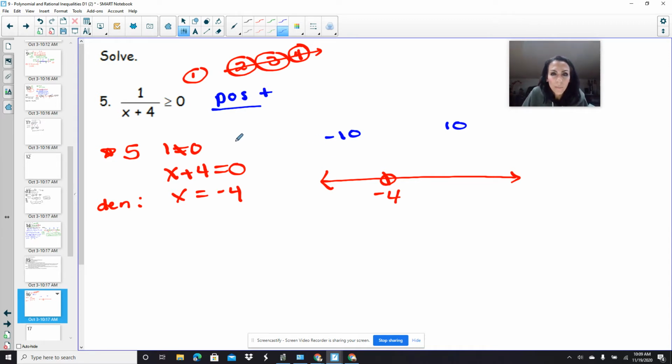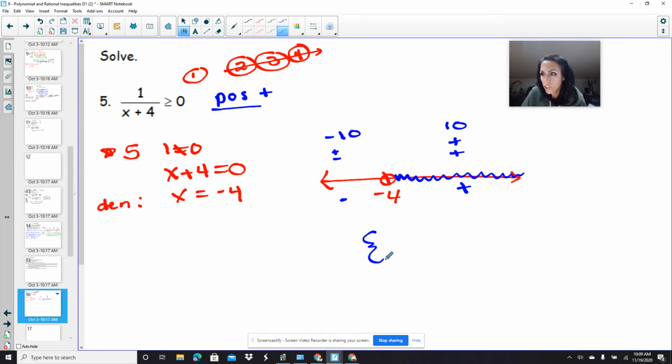All right, so if I put a -10 over here, a -10 plus 4, that's going to be a negative. So we have a positive value divided by a negative value. That is going to be negative. Let's try over here. Plug in 10. We'd have 1 over 14, which is positive, or we do a positive divided by a positive, which is positive. And so this is the region that we shade. Okay. This is our solution set.